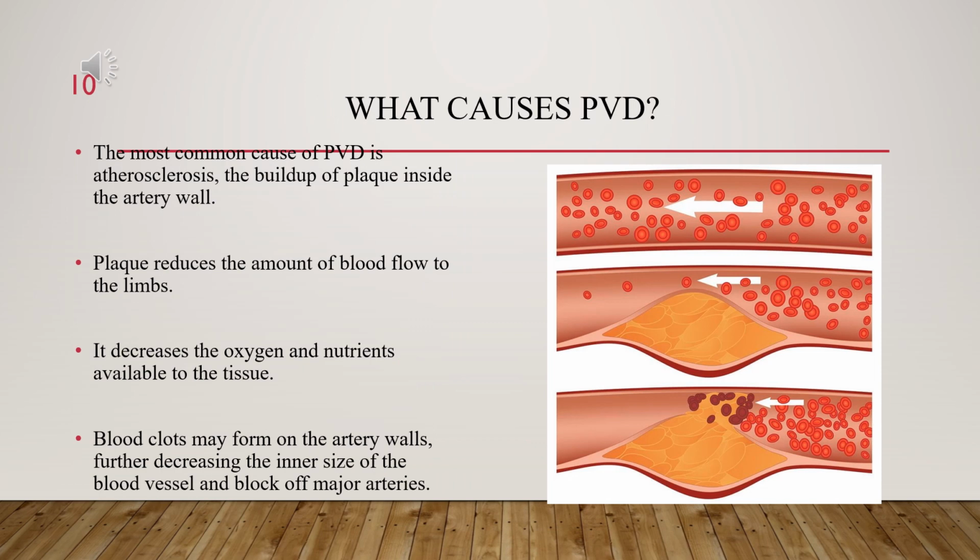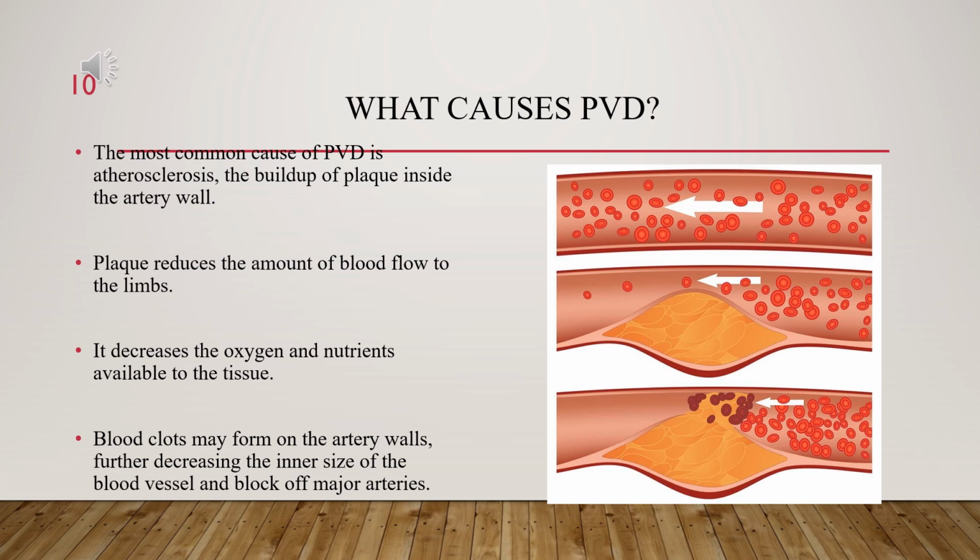So what causes PVD? The most common cause of PVD is atherosclerosis, and this is a buildup of plaque inside the artery wall. So if we have this buildup of plaque, it's going to reduce the amount of blood that can get to the limbs because it has to work through all this plaque that's built up in the artery. So it decreases the oxygen and nutrients available to the tissues. And one thing we worry about is blood clots that may form in the artery walls, further decreasing the inner size of the blood vessel and blocking off major arteries.